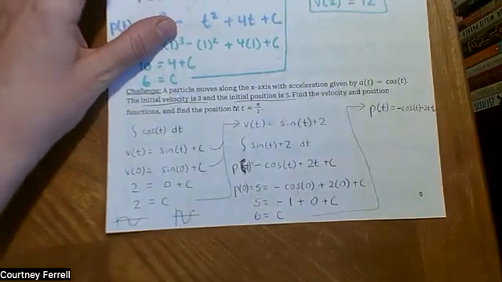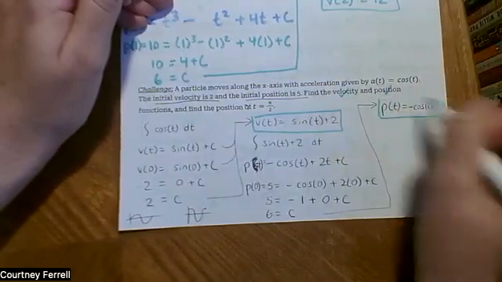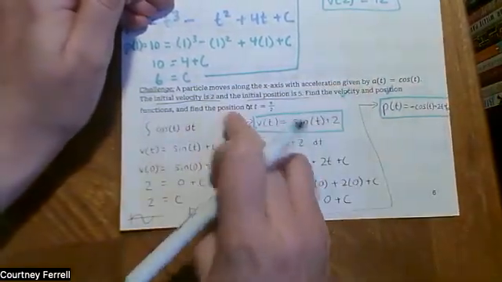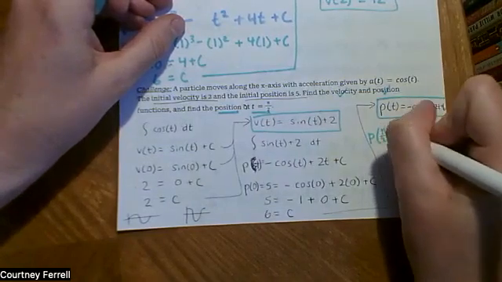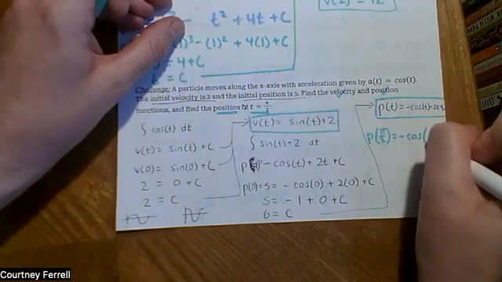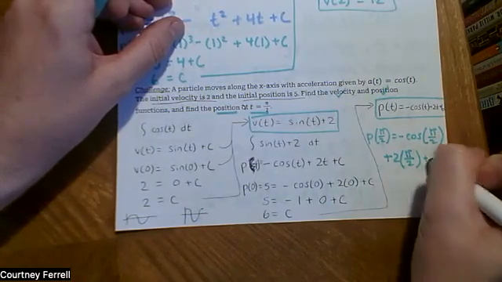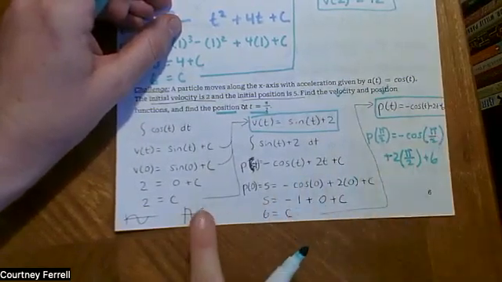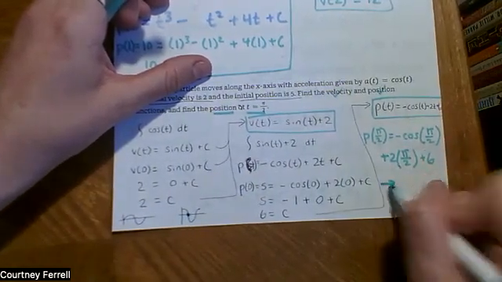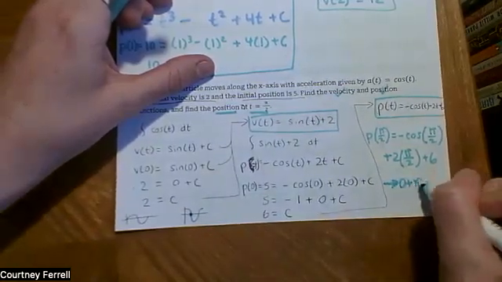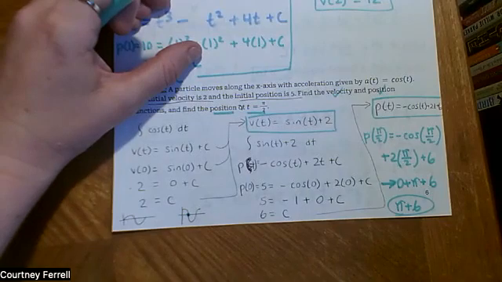I'm running out of room. Okay, so far we found the velocity function. Here it is. We found the position function. Here it is. And now they want us to find the position at t equals pi over 2. Okay, so let's plug it in. So p of pi over 2 equals negative cos of pi over 2 plus 2 times pi over 2 plus 6. Okay, cos of pi over 2, going over to our little picture of cos, it's 0. Cool, so this is 0. So we've got 0 plus, these 2's cancel out, pi plus 6. So our answer is pi plus 6.